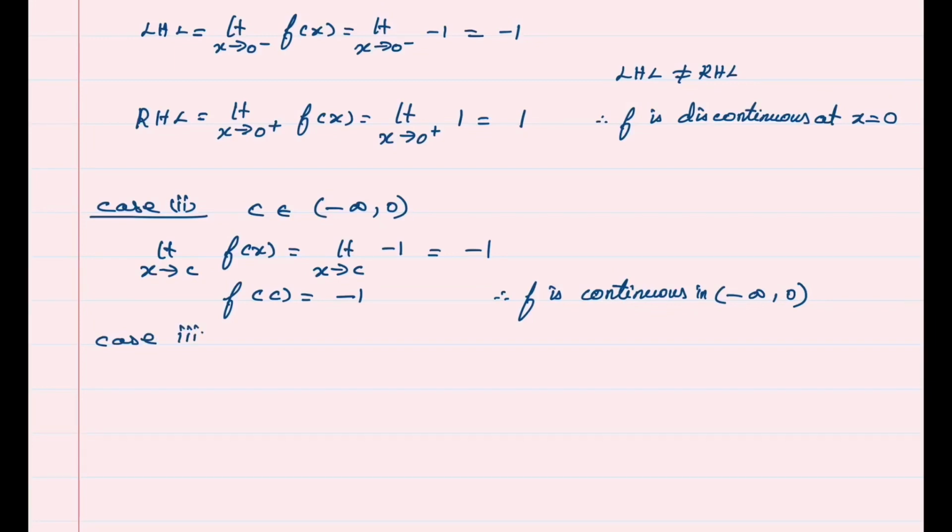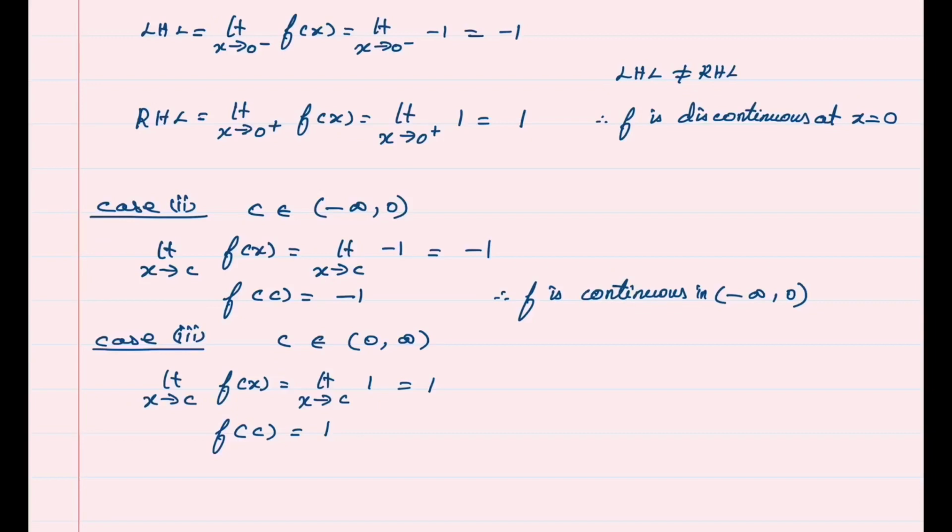Similarly, let us do case 3. We will check for all real values in the interval 0 to infinity, positive real values. We have only one definition for positive values, so we need not do LHL, RHL. Limit as x tends to c of f of x is, for positive real values, f of x is 1. The answer is 1. And f of c is positive. Therefore, the definition is 1. Both are equal. Therefore, f is continuous in the interval 0 to infinity.